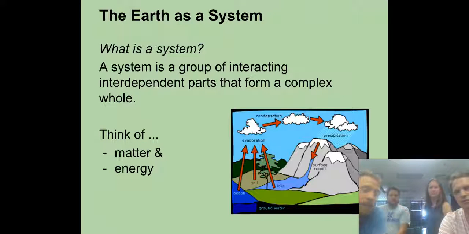All right, so one of the things we haven't really done yet is we have to define what a system is, because we talked about the spheres, and we have to start talking about these spheres working as systems. Your textbook definition is just a group of interacting, interdependent parts that form a complex whole. And we always like to think about matter and energy. So you guys want to talk about the picture we see down here and how it's a system?